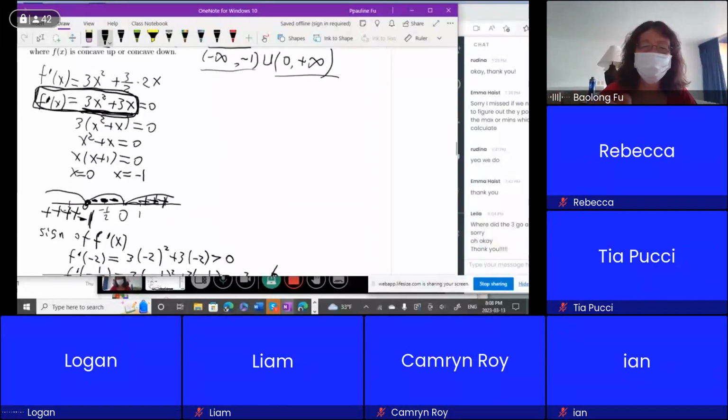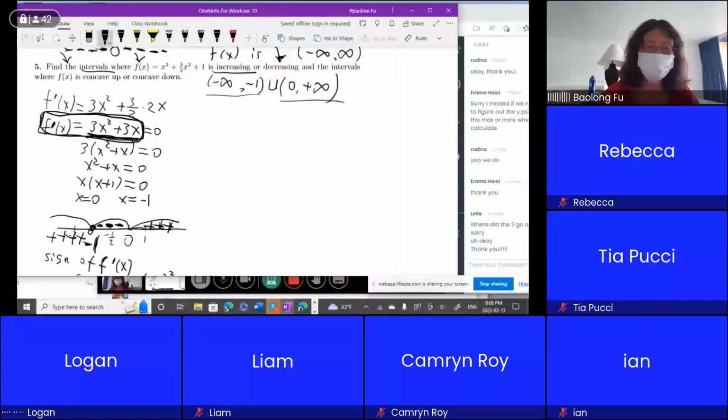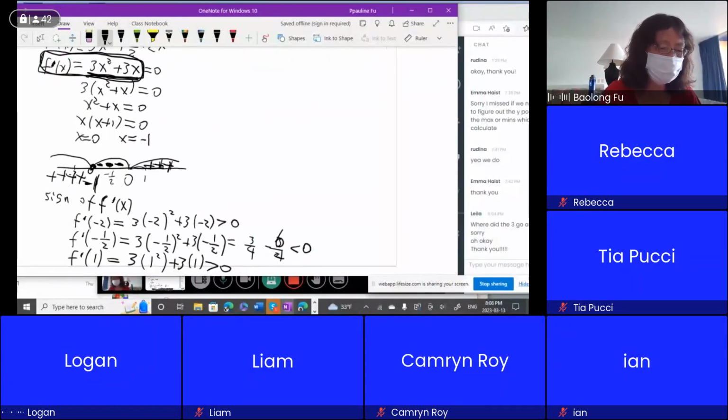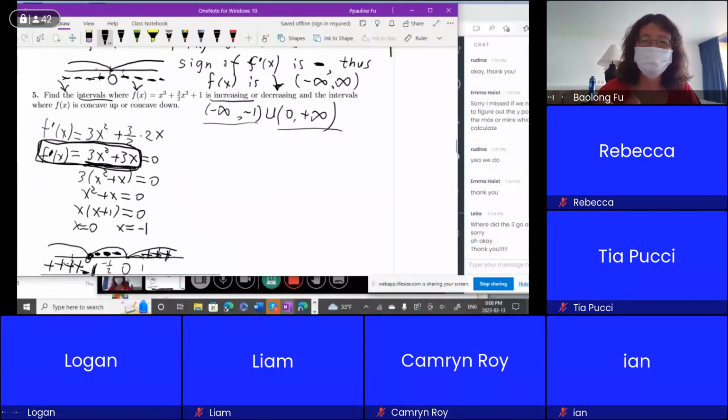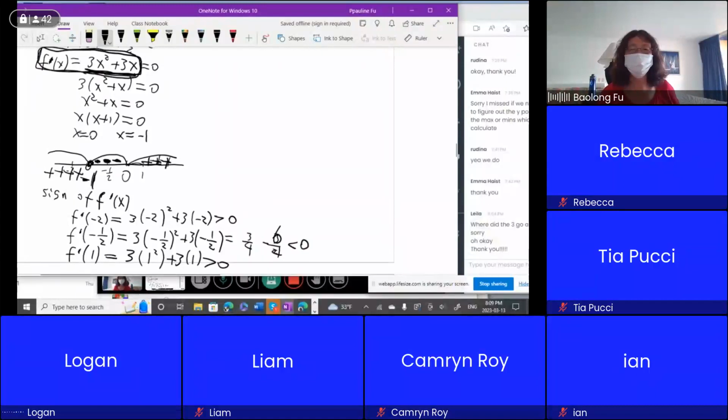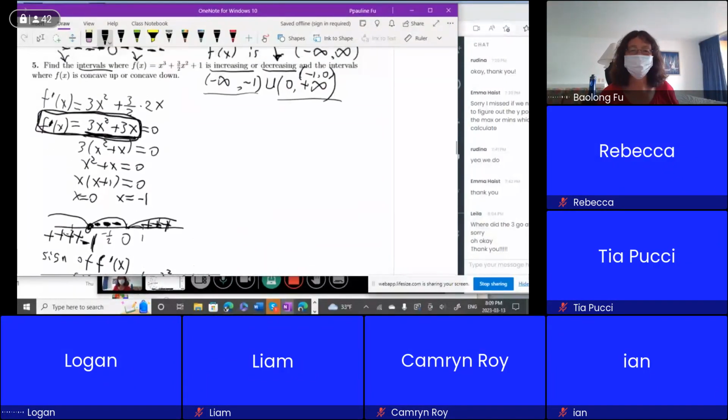Now let's look at decreasing. The function is decreasing from -1 to 0, because the first derivative is negative there. So from -1 to 0 is decreasing. Okay, questions so far?